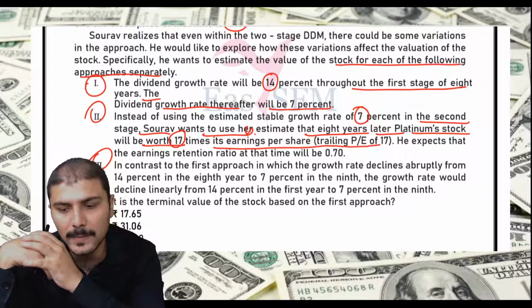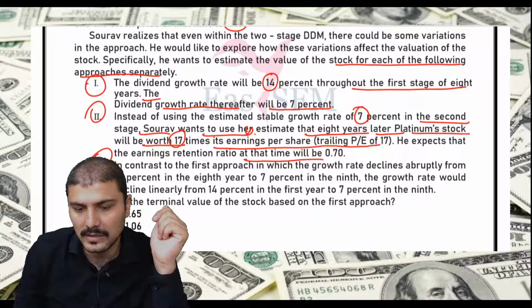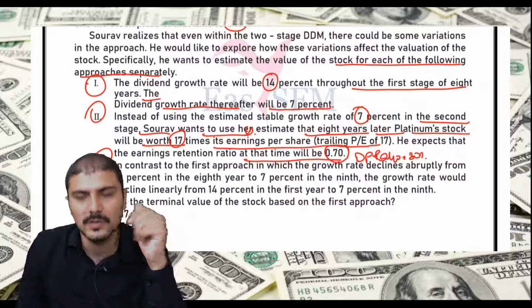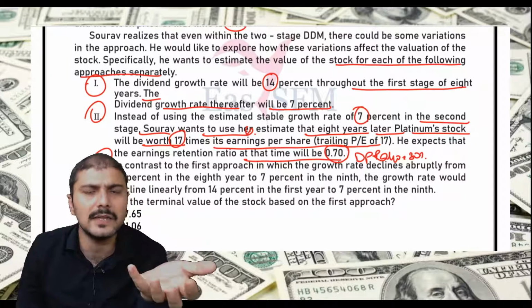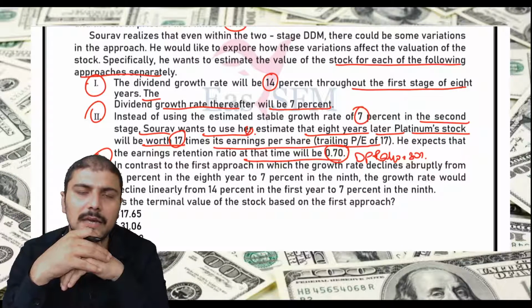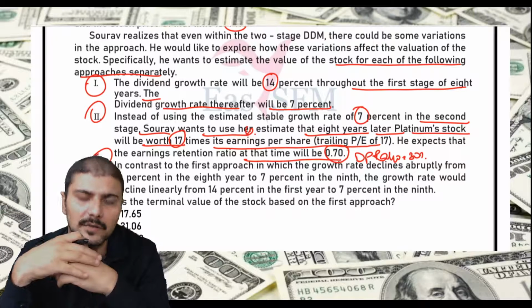At that point of time, he expects that the earnings retention ratio will be 0.70. So if the retention ratio is 0.70, then the dividend payout ratio will be 30%. So the dividend per share divided by the payout ratio will be your EPS, and EPS multiplied by 17 will be the price of the share. That would be the terminal value in the second approach.